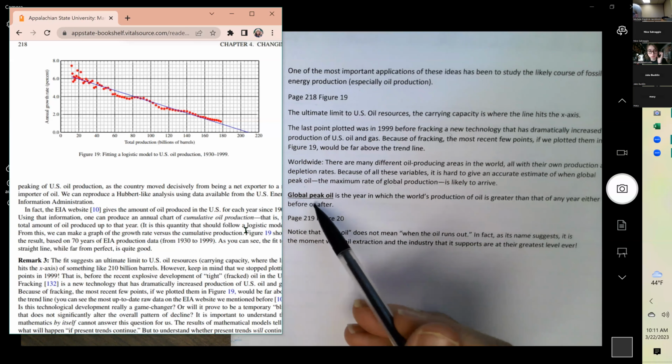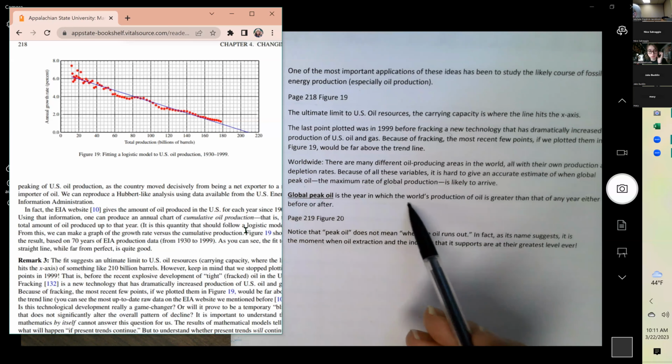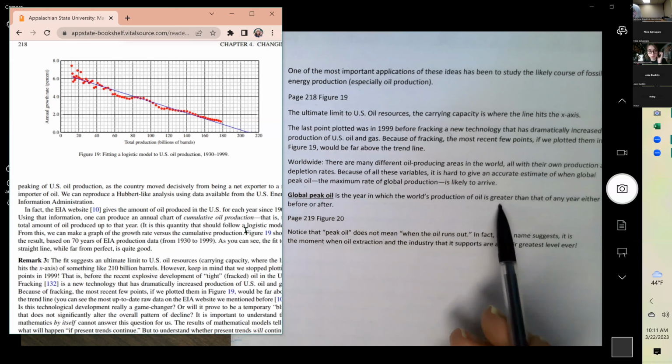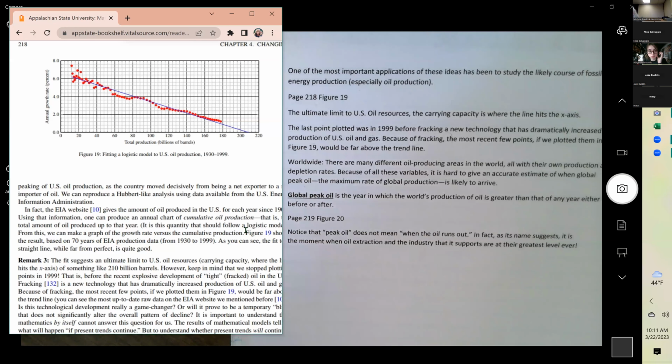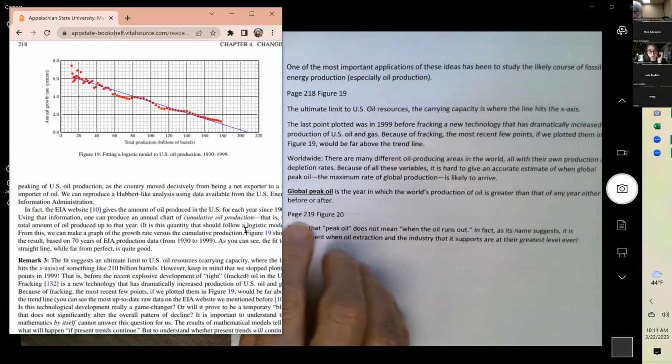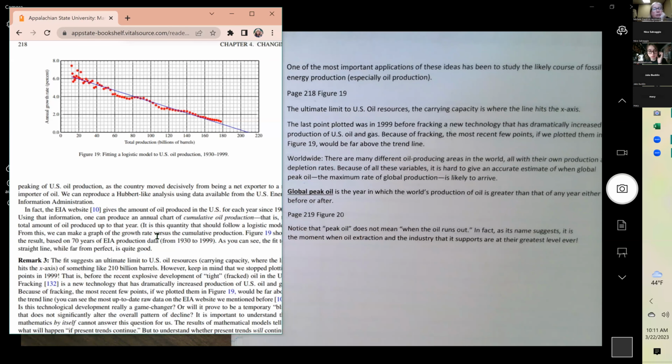But global peak oil is the year in which the world's production of oil is greater than that of any year before or after it. So it's when it hits its highest amount of producing or gathering oil, and then everything else is below it. And I believe 219, figure 20.